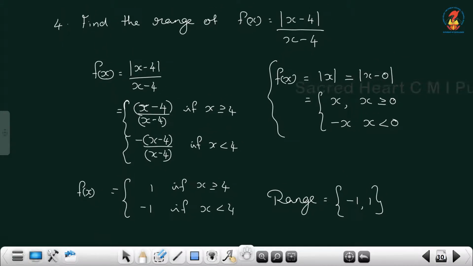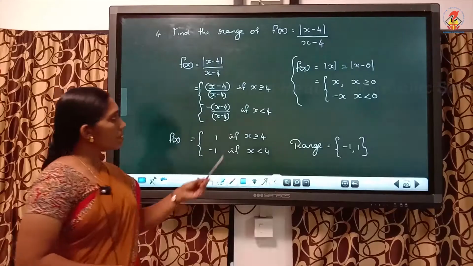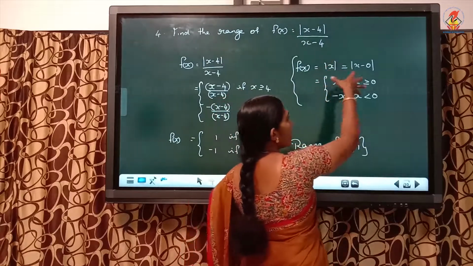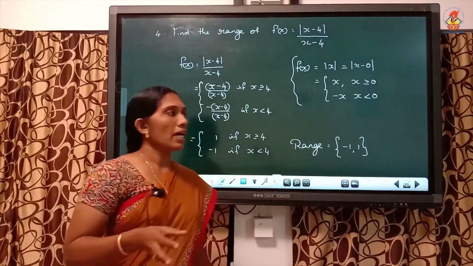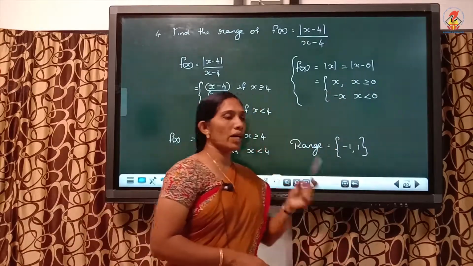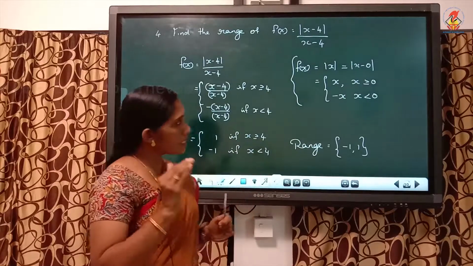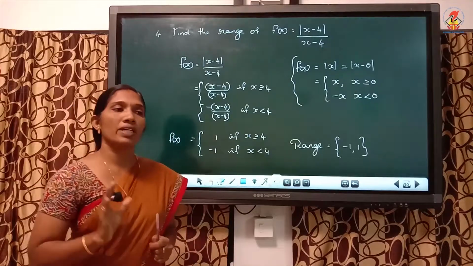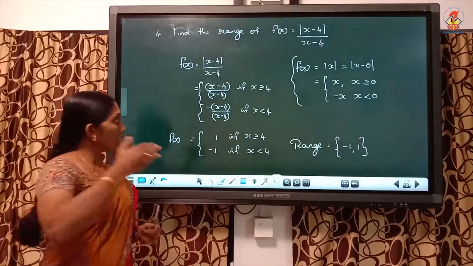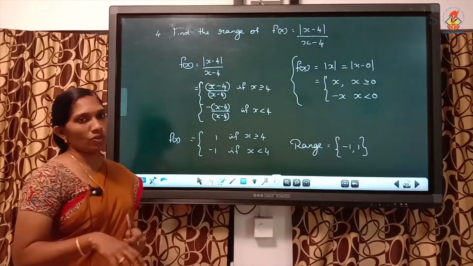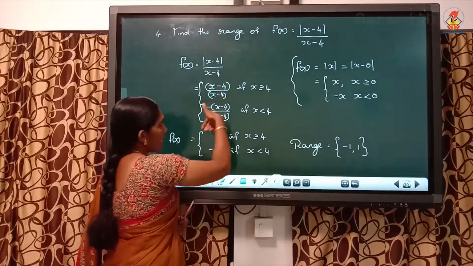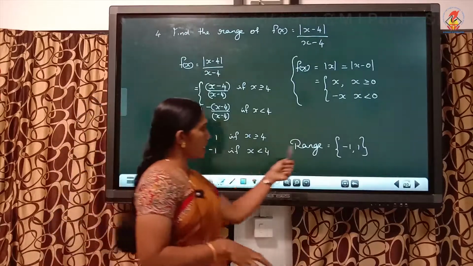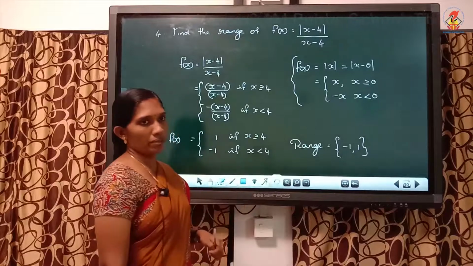The numerator part is modulus, the denominator is x minus 4. Modulus we can redefine, the same thing we can split like this. Mod x is x itself when x is greater than or equal to 0 and when x is less than 0, it is minus x. In the same manner, this modulus x minus 4 we can write as positive x minus 4 if x value is 4 or more than that. If x is less than 4, it is minus of x minus 4. Then cancel it, so we get 1 and minus 1. So the range is minus 1 and 1 and the domain is the set of real numbers.